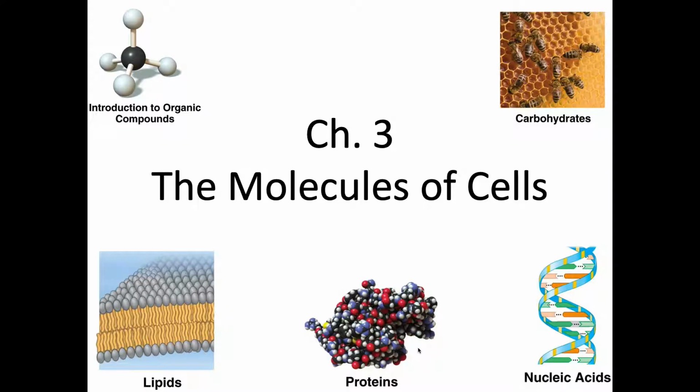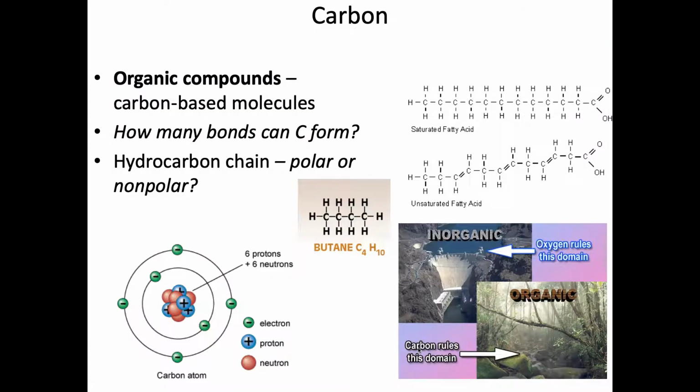Today we are going to talk about chapter 3, the molecules of cells, which covers the 4 classes of organic molecules. What does it mean for a compound to be organic, or what are organic compounds? Basically, they are molecules or compounds that have the element carbon in them.